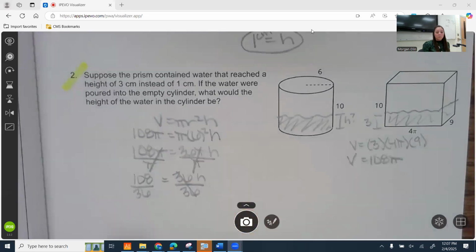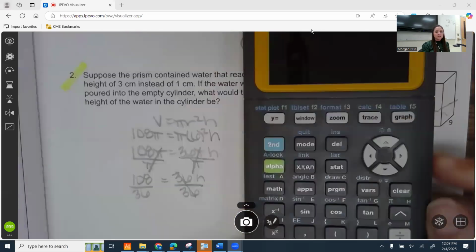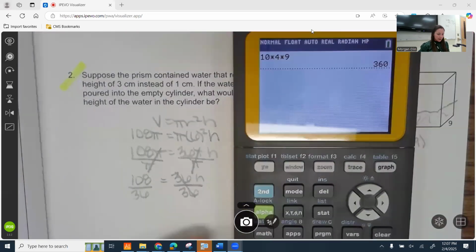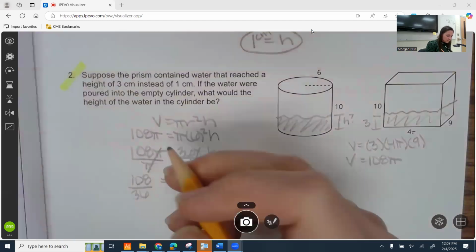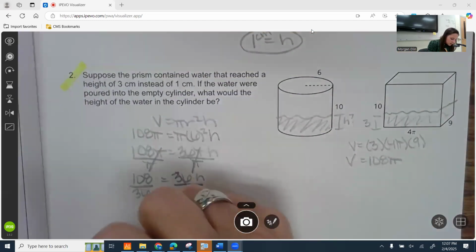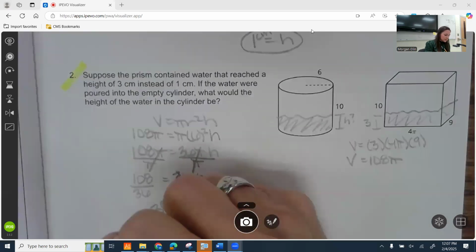All right, so when we take our calculator, what is 108 divided by 36? 108 divided by 36 gives us 3. So here, our height is 3 centimeters.